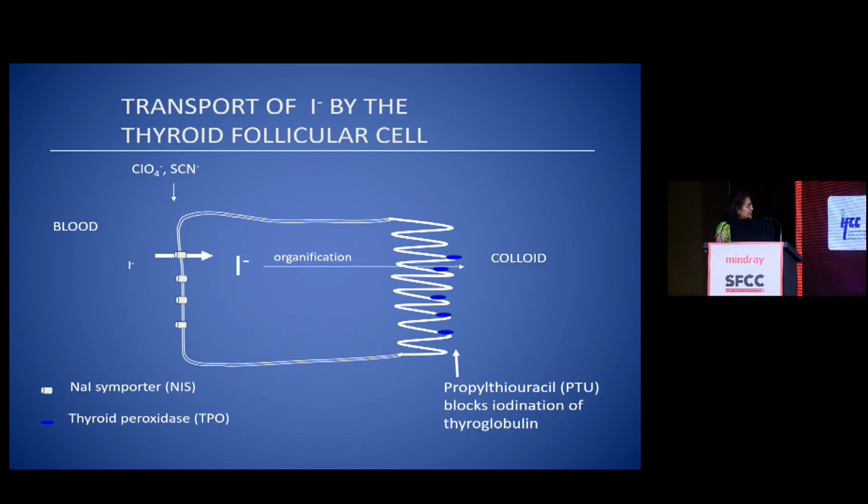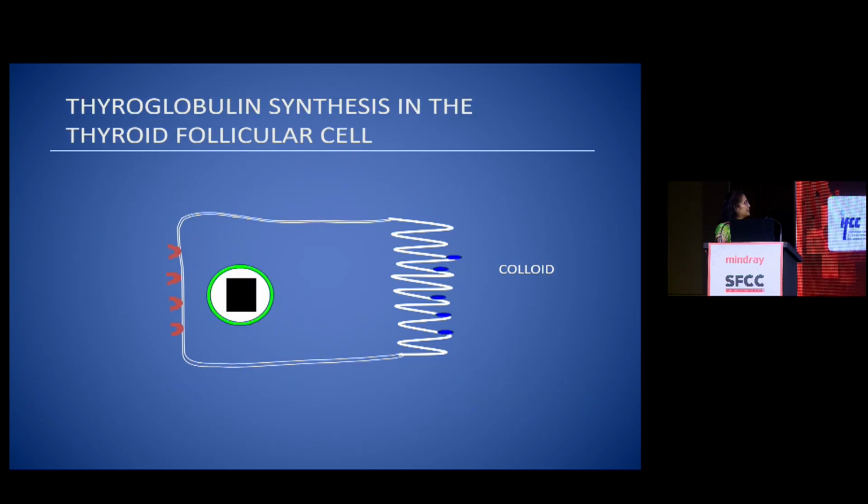Propylthiouracil blocks iodination of this thyroglobulin and thereby causes hypothyroidism. This is the mechanism of action of propylthiouracil. It blocks the iodination of thyroglobulin. Perchlorates and thiocyanate, which are present in cauliflower and cabbage, inhibit the uptake of iodide.